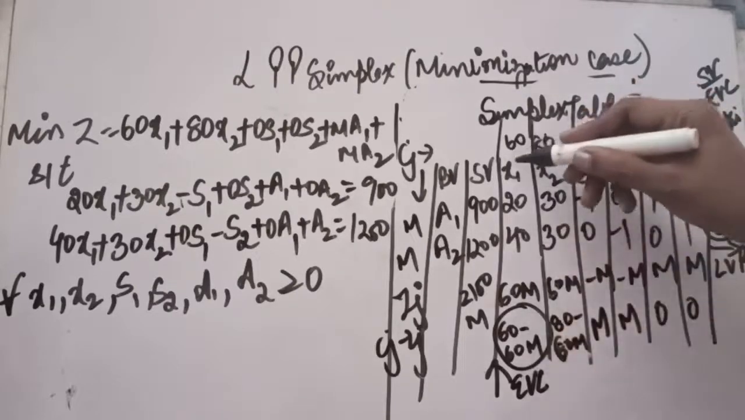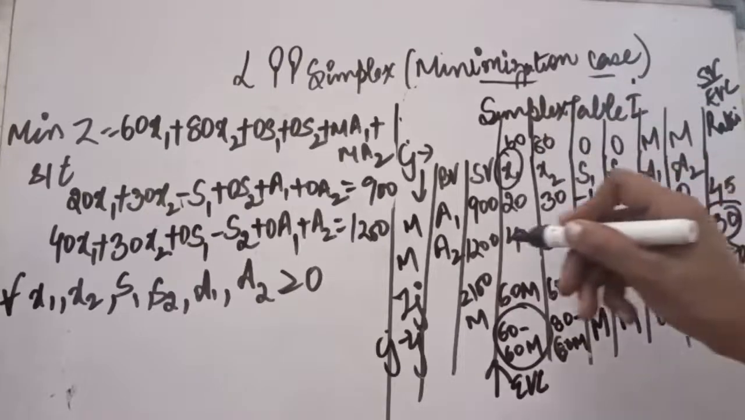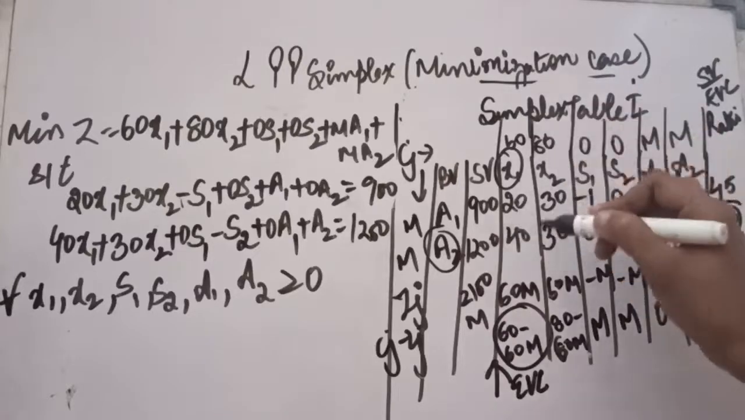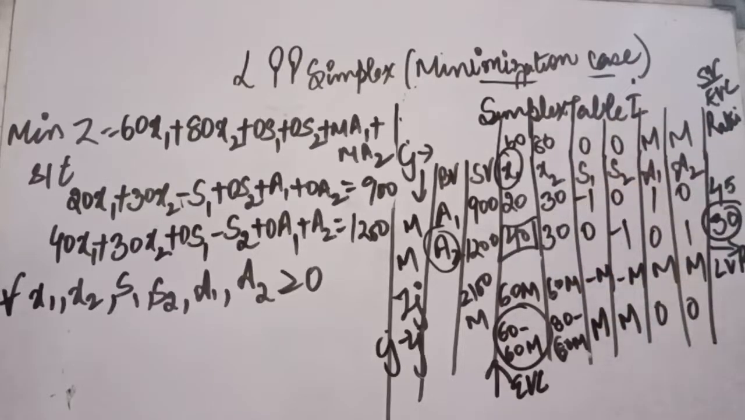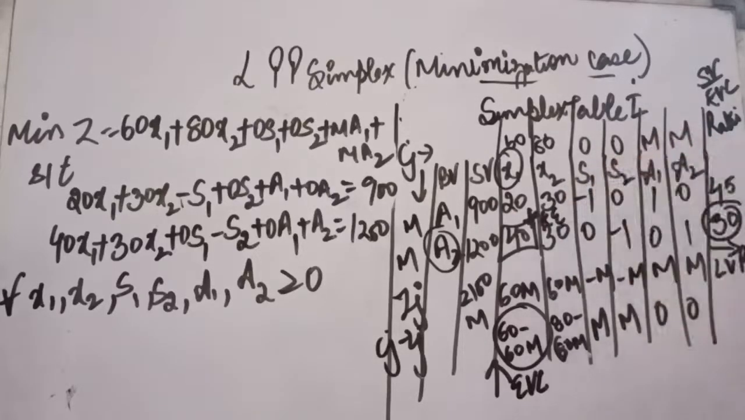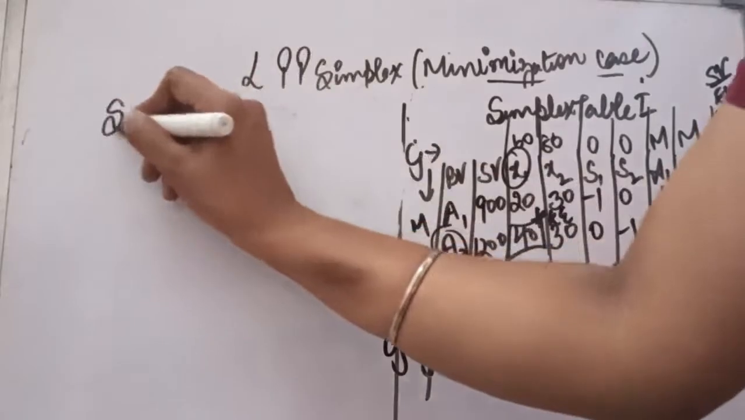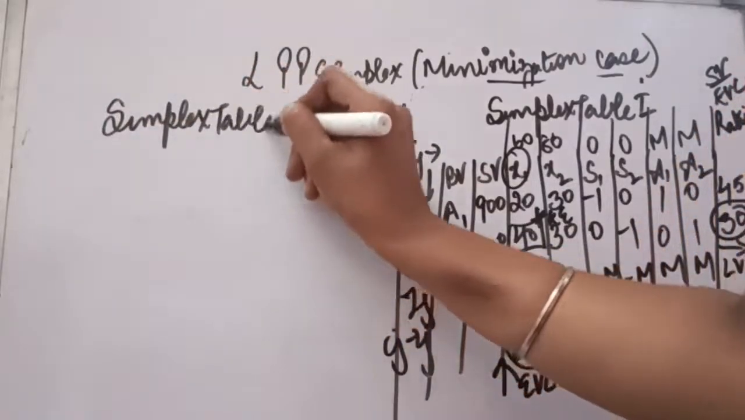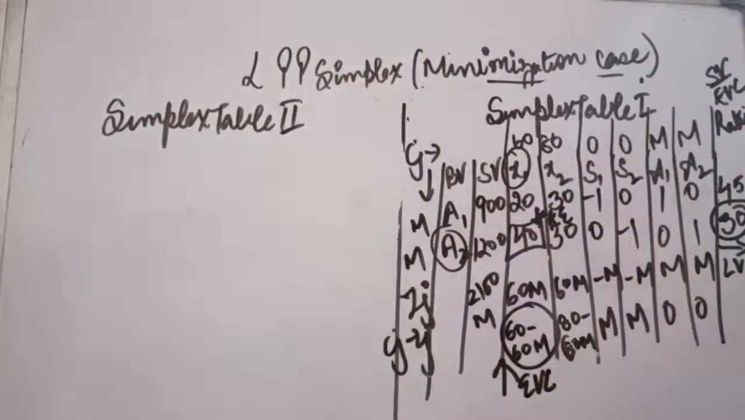So x1 will be entering. Who will be going? A2 will be going. At the place of A2, x1 will come. So where is the intersection point? At 40. There is an intersection point, so this will become our key element. Now with the help of this, we will create our simplex table 2. For preparing the simplex table 2, again we will have the same columns that we created for the simplex table 1.